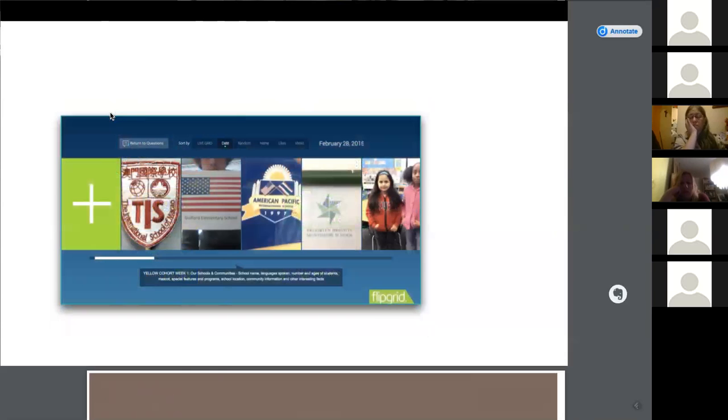This is what it used to look like. This is from 2015. But click on here, the prompt is at the bottom, and the prompt was our schools and communities. It's hard to see this because I did a screenshot from some other slides. And you were supposed to include the school name, languages spoken, number and ages of students, mascot, special features and programs, school location, community information, other interesting facts. That's the kind of stuff that they were supposed to share.